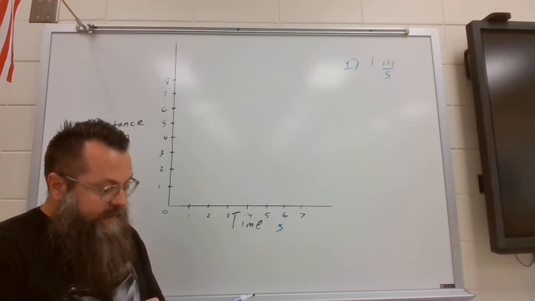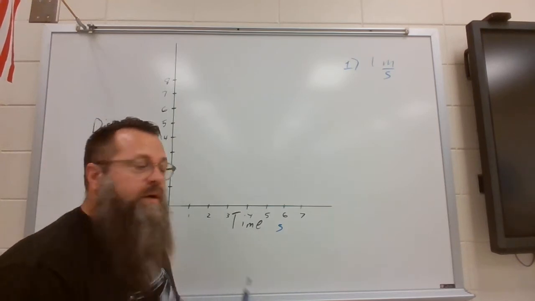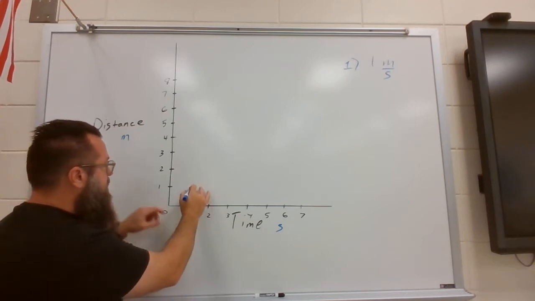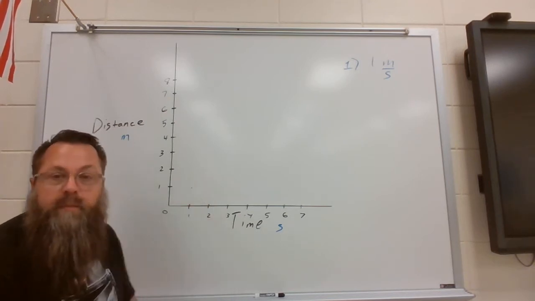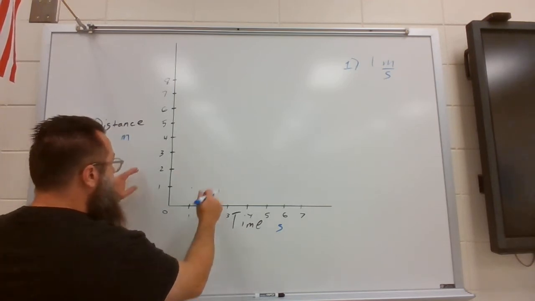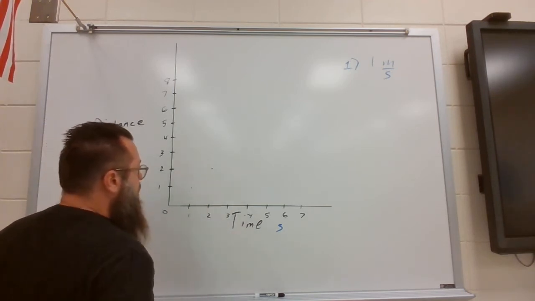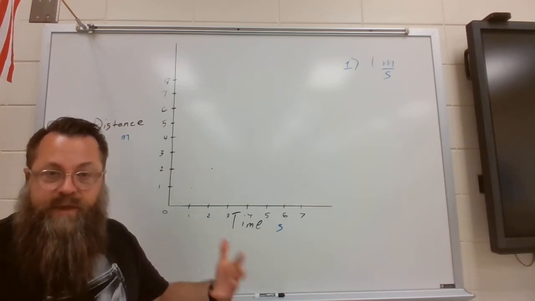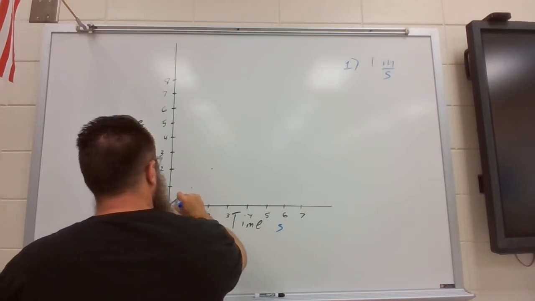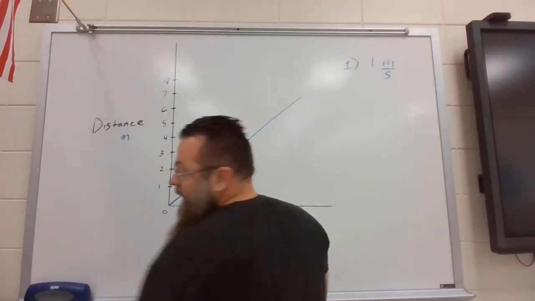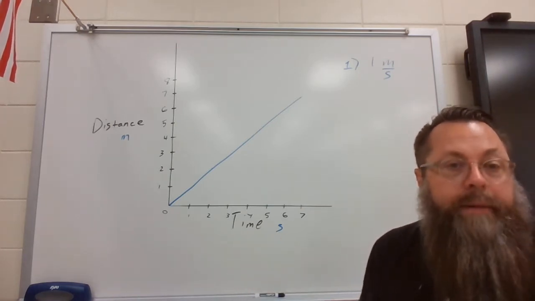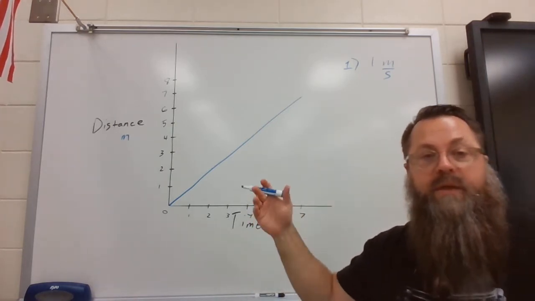So object number one moves 1 meter every second. That means after 1 second, the object has moved 1 meter. We put a dot. Standard graphing. After 2 seconds, it's gone 2 meters. 3 seconds, 3 meters. So we would expect a line that looks like a slope of 1 meter every 1 second.